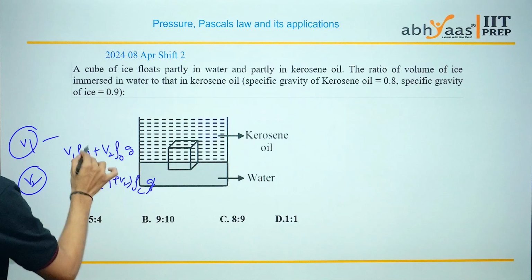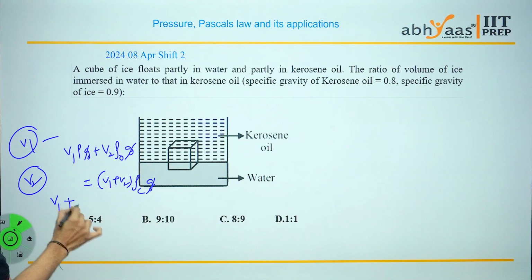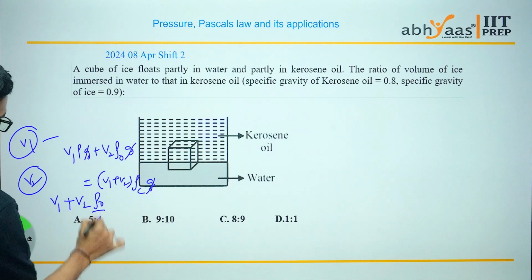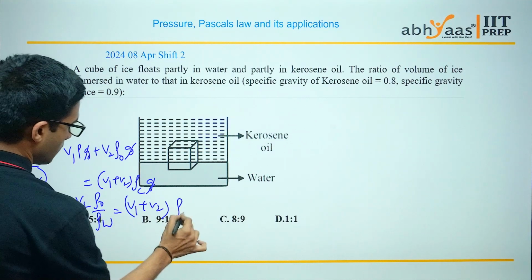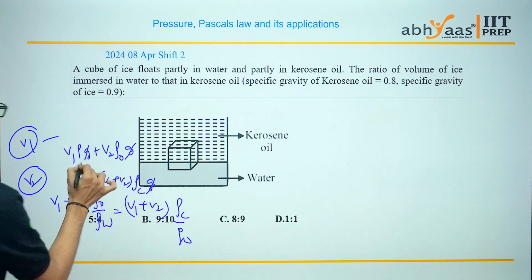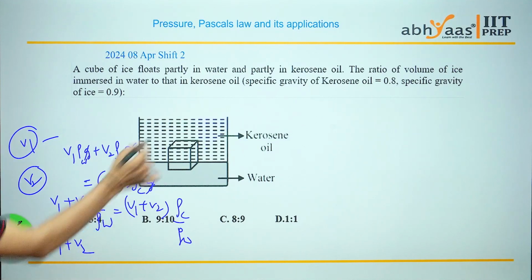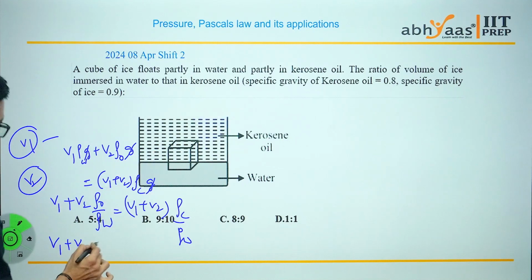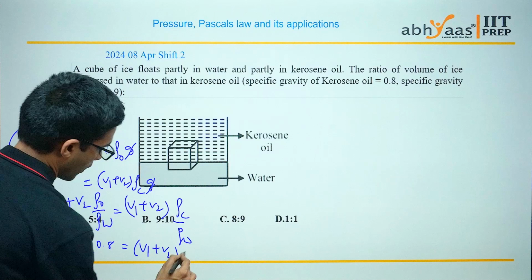If you cancel the g, then V1 rho W by rho W plus V2 rho naught by rho W is equal to (V1 plus V2) into rho I by rho W. Then V2 into rho naught, oil is given as 0.8. This is the specific gravity. (V1 plus V2) into 0.9.